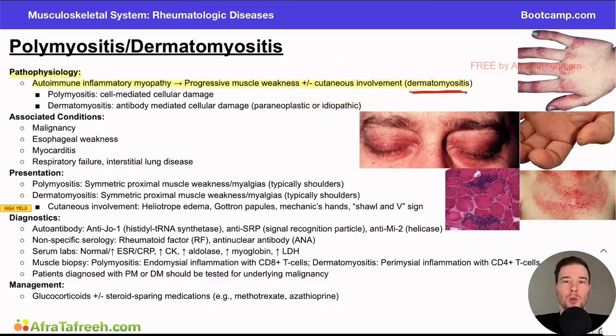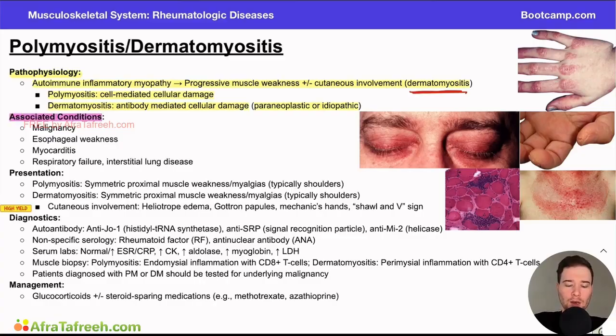Of less importance, but another way to differentiate the two is to know the way in which they cause the inflammation. So polymyositis is cell-mediated cellular damage. That is, it goes directly cell to cell and damages the muscle or the tissue surrounding it. And then we compare that with dermatomyositis, which is more antibody-mediated cellular damage. That is to say, it's the formation of antibodies that then go directly and damage the cells. And this is more associated with malignancies such as non-Hodgkin lymphoma, lung cancer, stomach cancer, or it can be idiopathic as well. And this brings us in nicely to our next point, talking about our associated conditions.